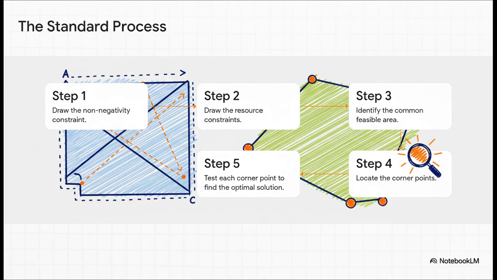And the process is just as methodical. You start by laying down the ground rules, like you can't produce -5 chairs. That's your non-negativity constraint. Then you add your limits, your budget, your time, your materials. You find the spot where all these rules overlap, you check the corners of that area, and one of them is going to be your winner. Simple, right? Well, let's meet our first rule breaker.